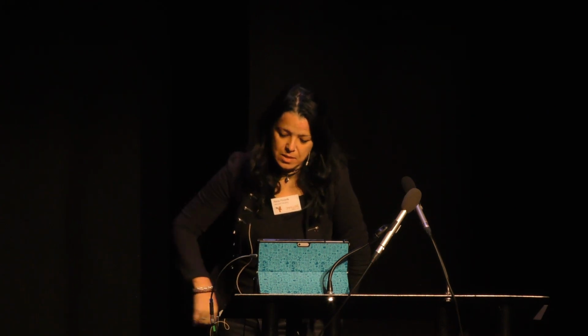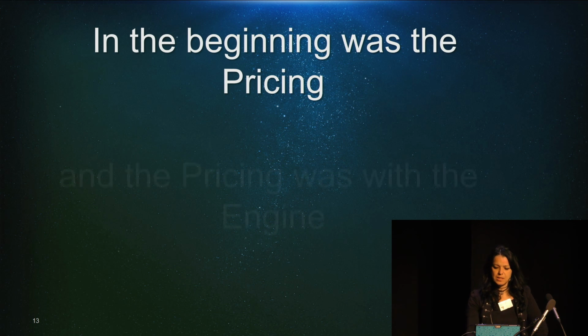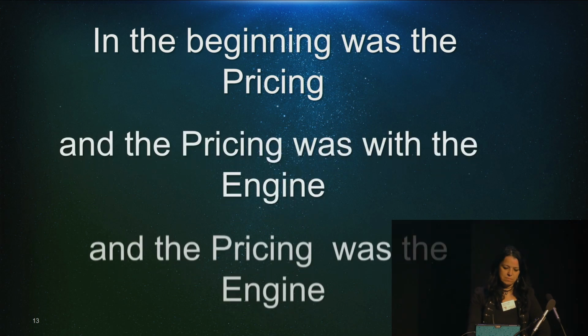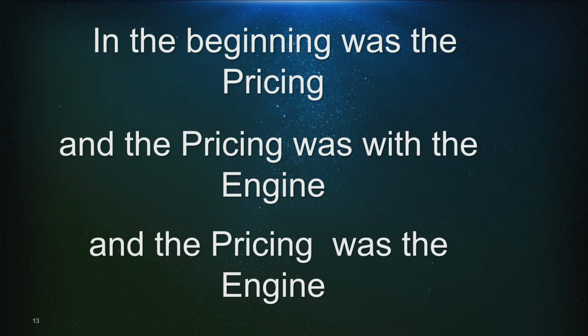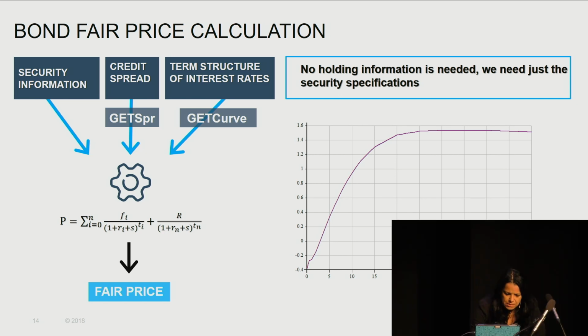And at this point, we can introduce what we had in Sophia. I did these few slides. In the beginning, there was the pricing, and the pricing was with engine, and that means simply that we had an engine that did just pricing. We didn't have a true engine. It was just a function of pricing we had. So we had this function. We read from file the security information of the bond and other market information.